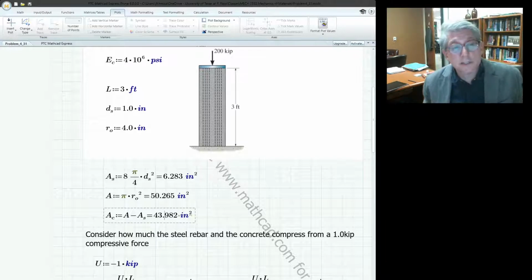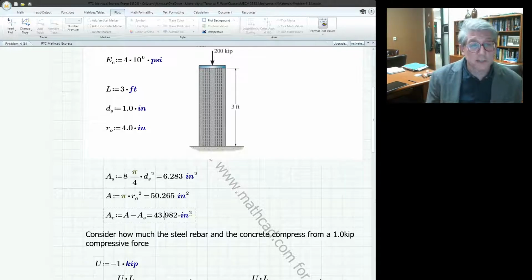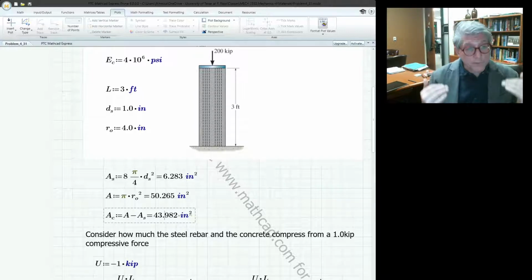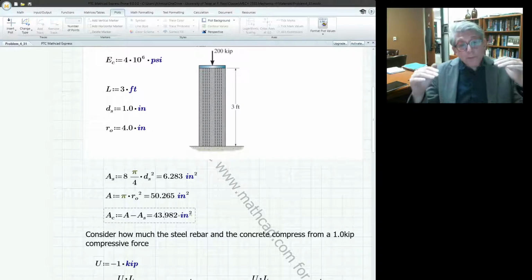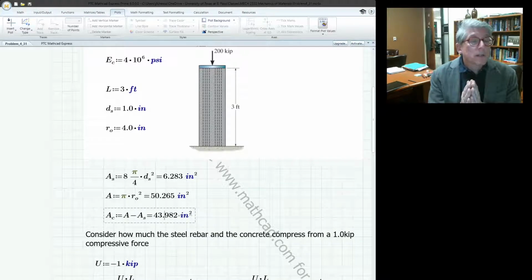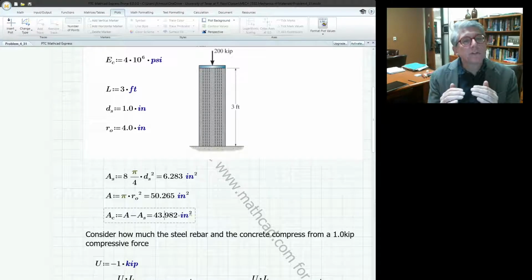If they both happen to displace the same amount, most likely they won't, but let's say they do, with the same force, then that means the load will be carried equally in both of those. The load in the concrete will equal the load in the steel. If, let's say, the concrete displaces twice as much as the steel does for the same unit load, well, that means there needs to be more force in the steel so that it compresses as much. So you have to have twice as much force in the steel. And that gets me the ratio of the force in the steel versus the force in the concrete.